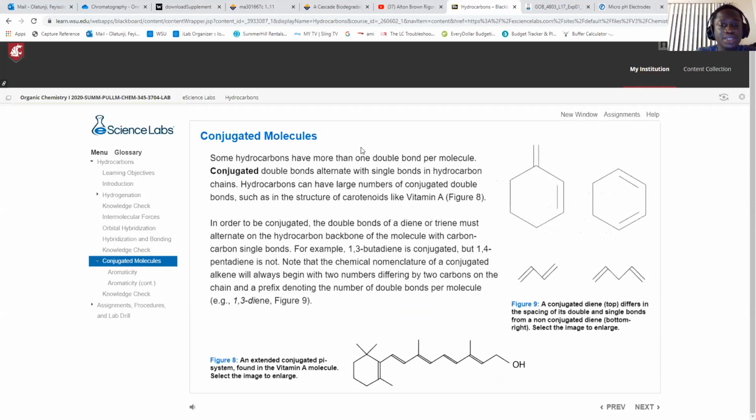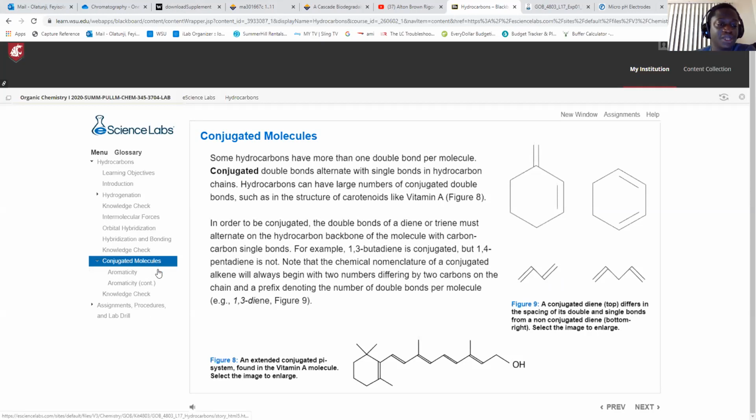Now for conjugated molecules, basically conjugated hydrocarbons are compounds that have alternating double bonds. And what I mean by alternating double bonds is, when you look at the structure, you have a double bond, a single bond, a double bond, a single bond. So it's alternating, and that simply implies that you have a conjugated system.